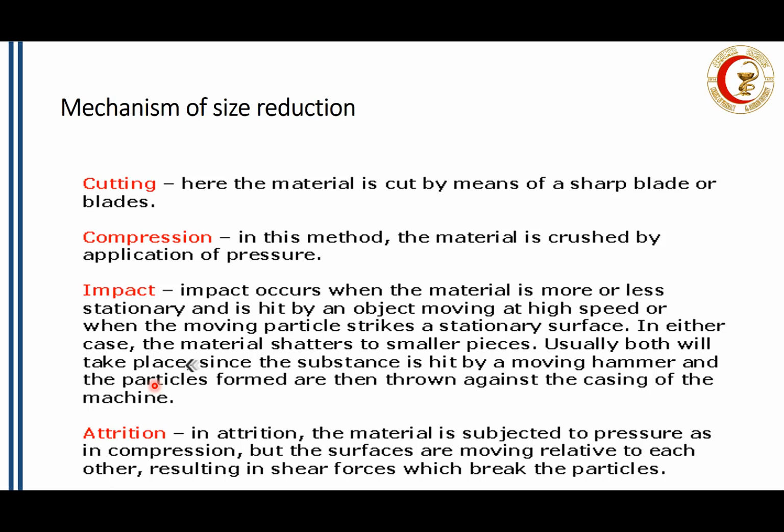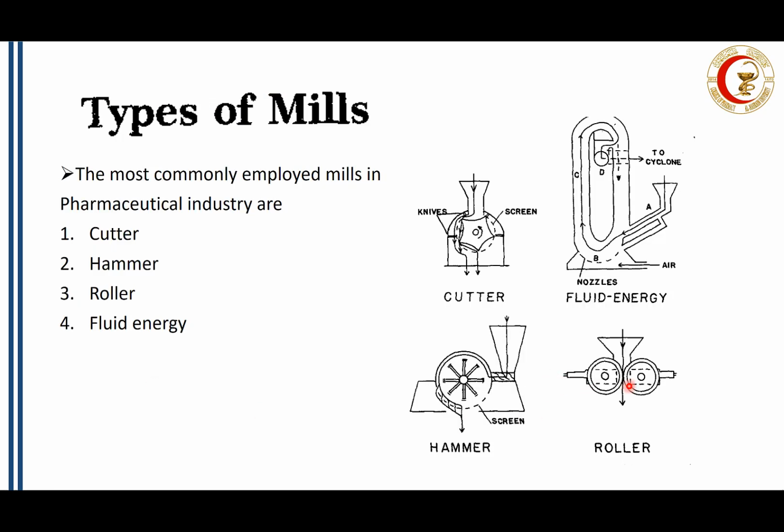Now in attrition, the material is subjected to a pressure as in compression, but the surfaces are moving relative to each other, resulting in a shear force which breaks the particles, such as in the case of the roller mill, in which the material undergoes attrition. The surfaces move relative to each other and cause pressure to the material that passes between them.